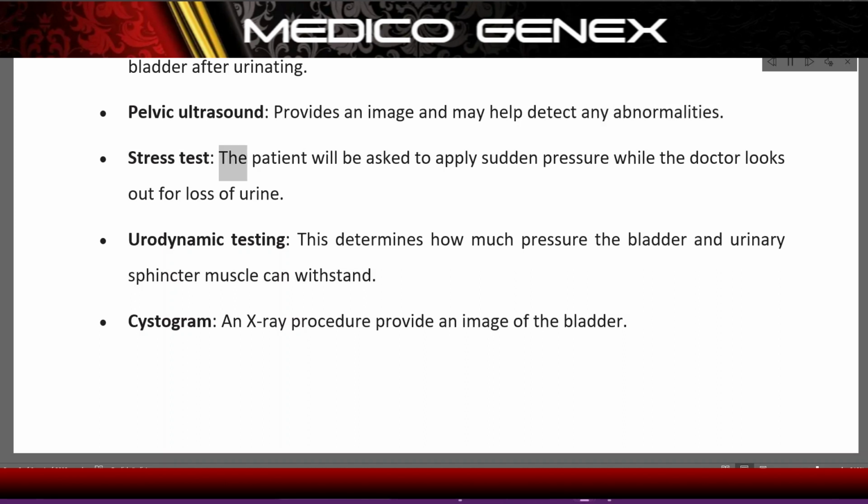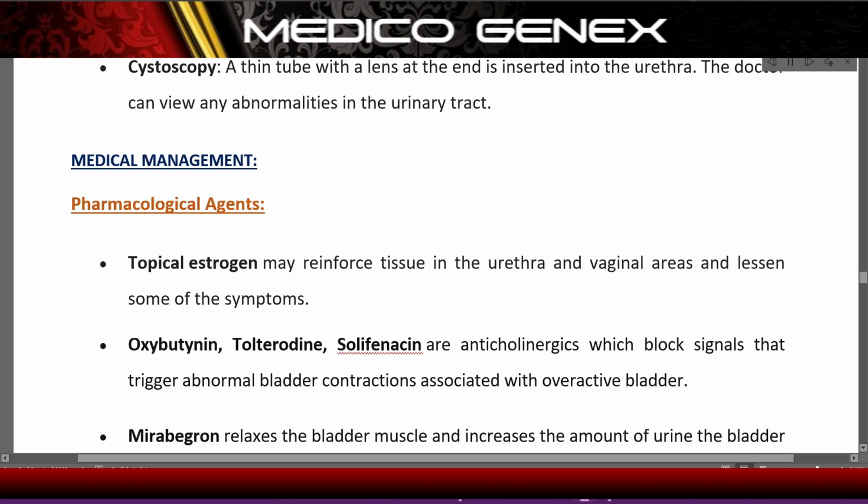Stress test. The patient will be asked to apply sudden pressure while the doctor looks out for loss of urine. Urodynamic testing. This determines how much pressure the bladder and urinary sphincter muscle can withstand. Cystogram. An X-ray procedure provides an image of the bladder. Cystoscopy. A thin tube with a lens at the end is inserted into the urethra. The doctor can view any abnormalities in the urinary tract.